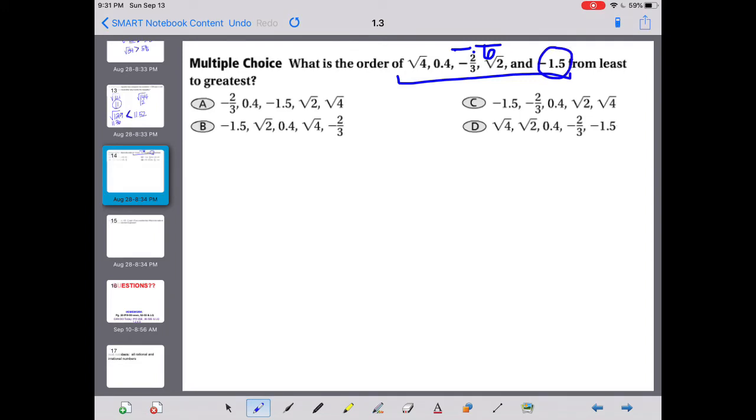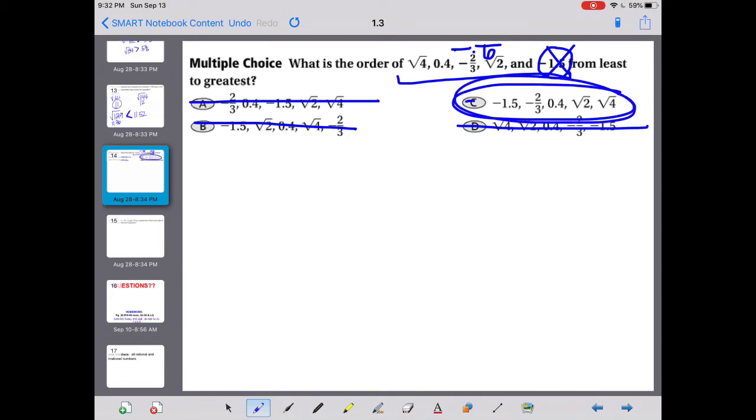So when we look at our multiple choice, our first number has to be negative 1.5. Otherwise, they did not start with the smallest number. So that means we can already get rid of A. We can already get rid of D. Well, the next smallest has to be the negative 2/3, because that was the only other negative option, which means this one is also out. And C would be our answer.